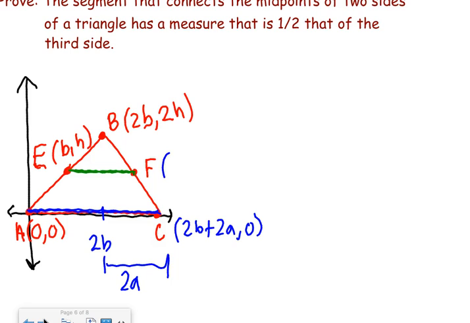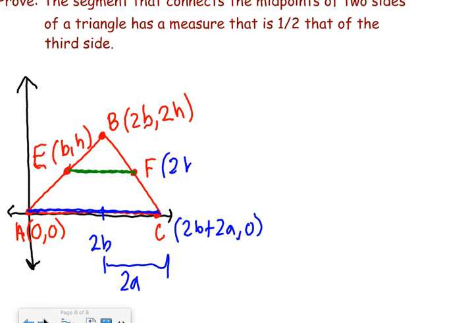Okay, so what would the ordered pair of F be? 2B plus how many A's? Or 1A. Plus 1A, and up how high? 2A plus A. Just H. Just H, yep.